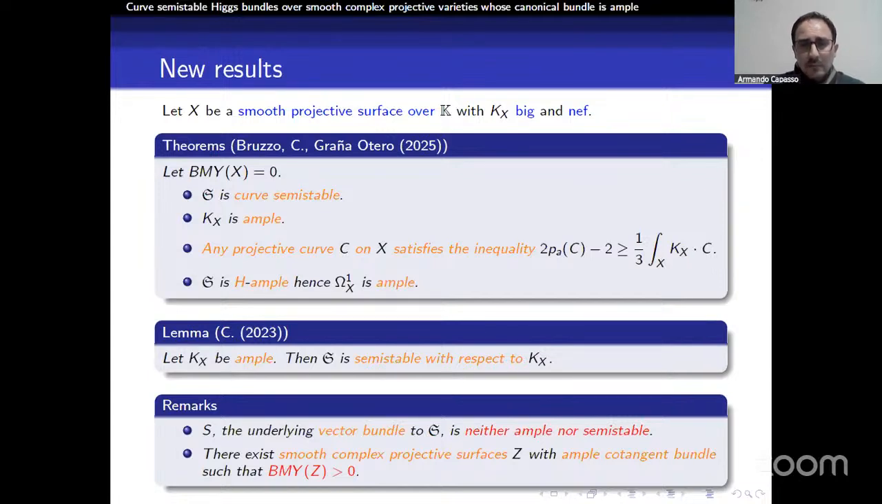And there exist smooth complex projective surfaces Z with ample cotangent bundle such that the Bogomolov-Miyaoka inequality is not saturated. So this condition is fundamental, otherwise these theorems do not work. Okay. This is the situation for the surfaces.